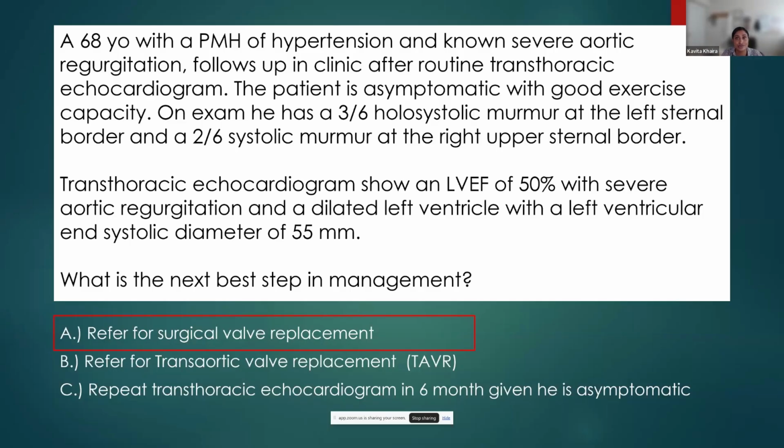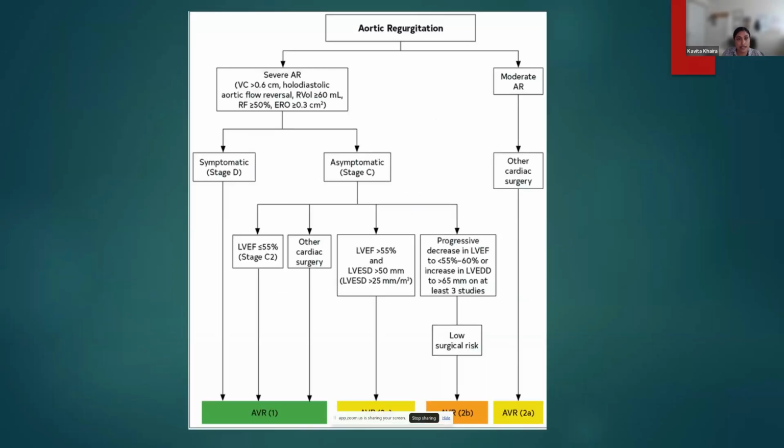And the answer between either surgical versus TAVR: TAVR is not utilized for aortic regurgitation. It really requires that calcific stenosis to anchor that TAVR valve. There is some off-label use of TAVR for AR, but it's certainly not the standard of care. So this is the type of patient that definitely should have surgical valve replacement.